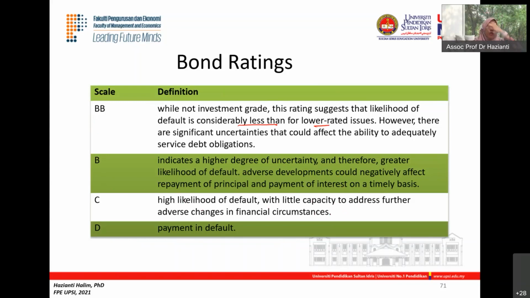Before the issuance, the rating will come out, but during the issuance, while the bond is in the market, a rating also comes out again. So sometimes when the first issue is AAA, they try to maintain AAA or drop to AA, but not drop down to here. The last one is category D, which is payment in default. It means they really cannot pay.